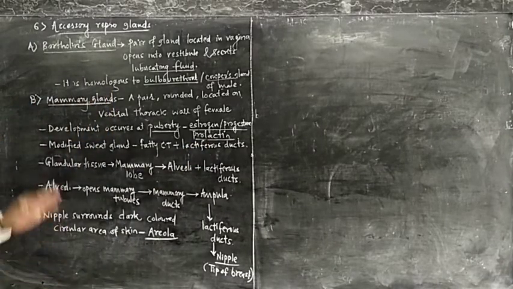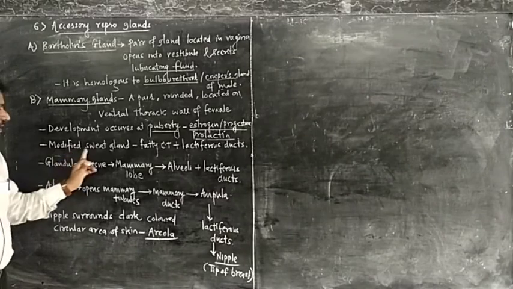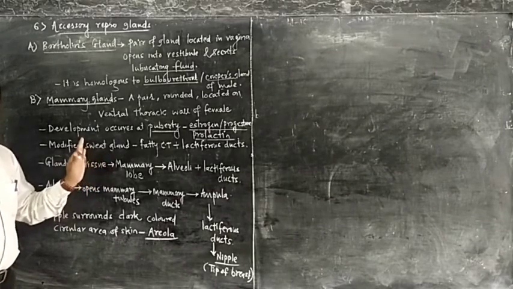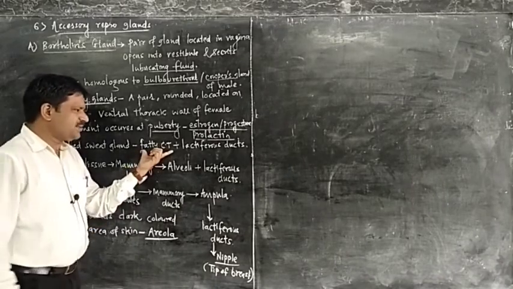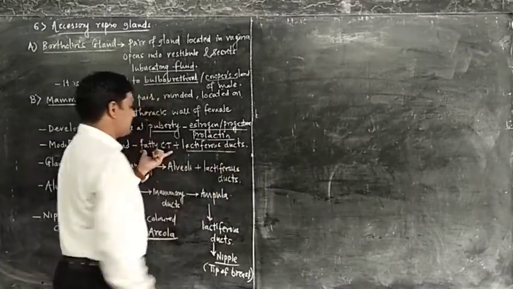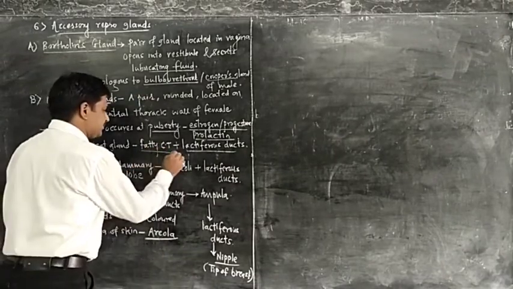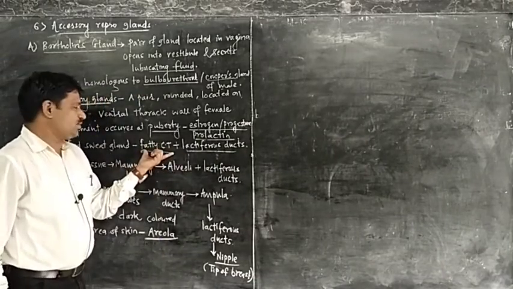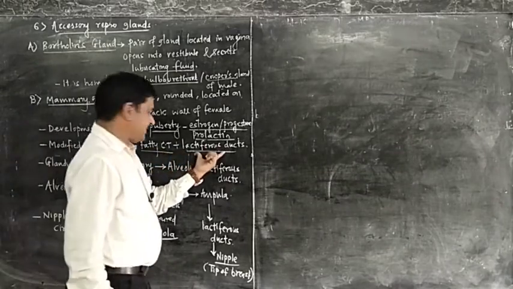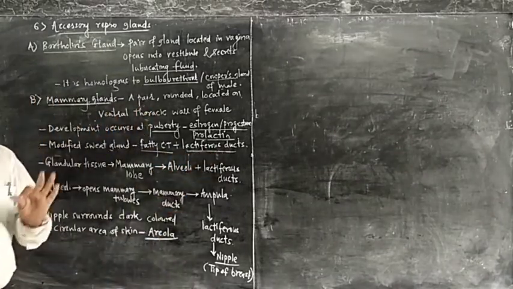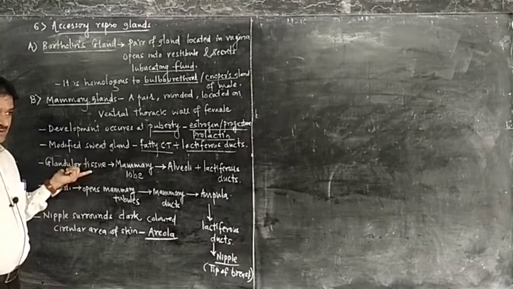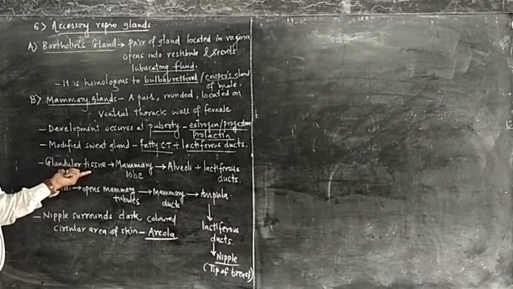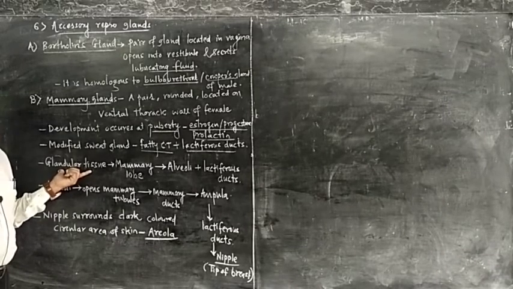Okay, now the mammary glands are modified sweat glands. Modified means it is a modification of the sweat gland, and it is made up of fatty connective tissue and lactiferous ducts. The gland is made up of fatty connective tissue, which means it is made up of fats. These glands are also made up of glandular tissue, which means lactiferous glands.